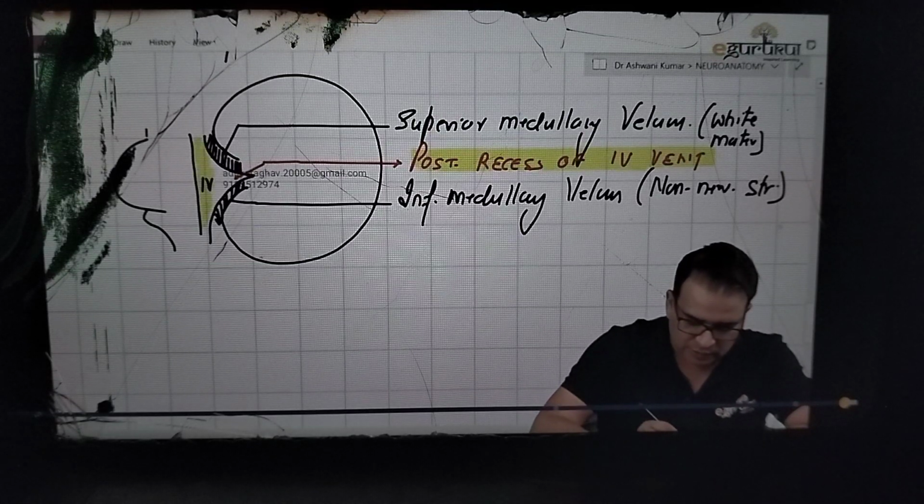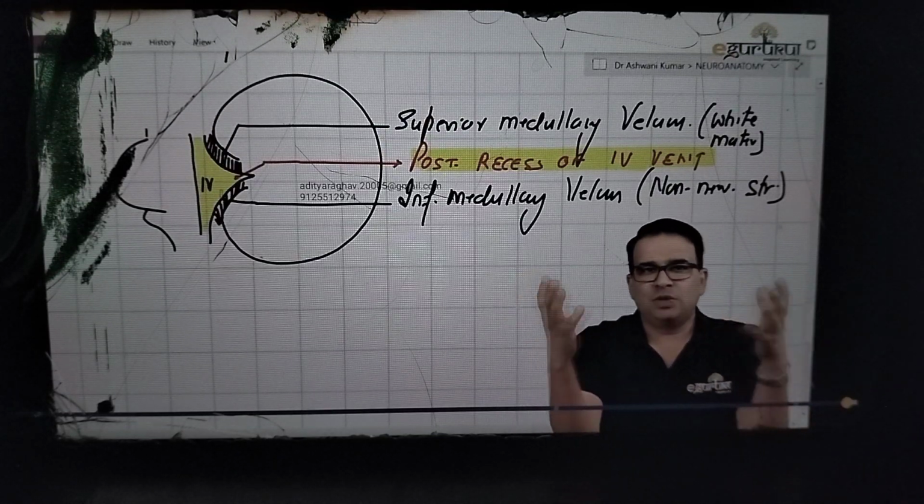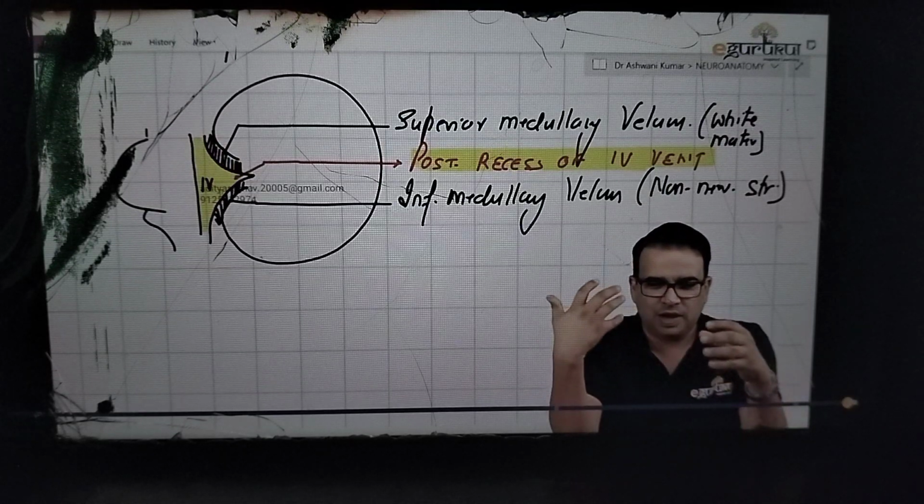So this is the fourth ventricle here. When you see the roof, there is an extension of the fourth ventricle backward, and that you call the posterior recess of the fourth ventricle. So this is about the dorsal and the ventral aspect of the brainstem. With that, we're done with how cranial nerves are coming out from the brainstem.